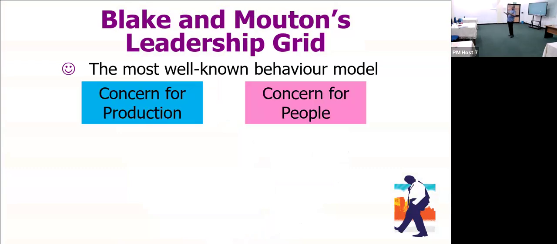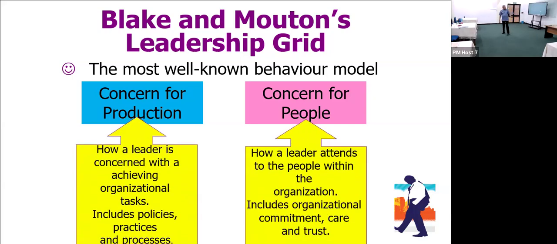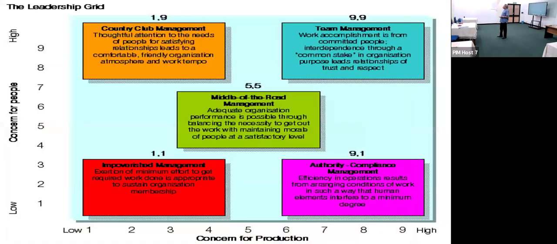So there are two sides. Concern for production, concern for people. Or concern for results, concern for relationships. Concern for task, concern for talent. These are how a leader deals with achieving tasks, and here, how to deal with people. So Blake and Morton came with this 9x9 grid. It's like a mathematical model.